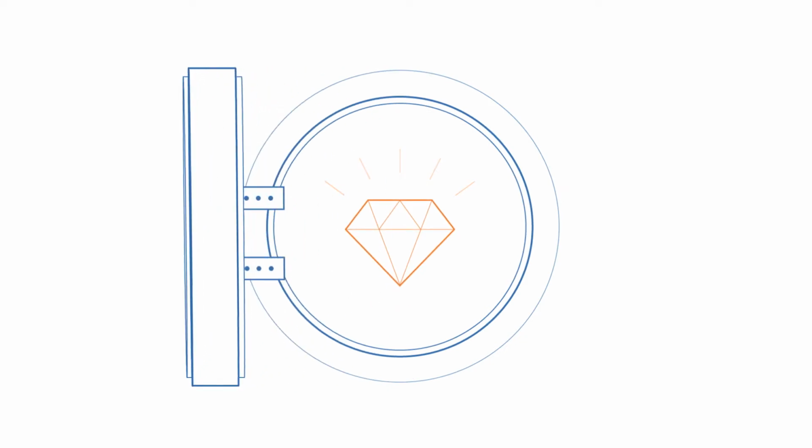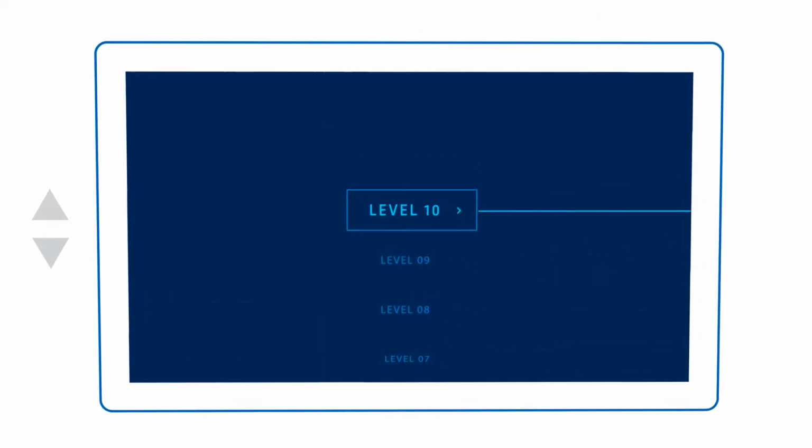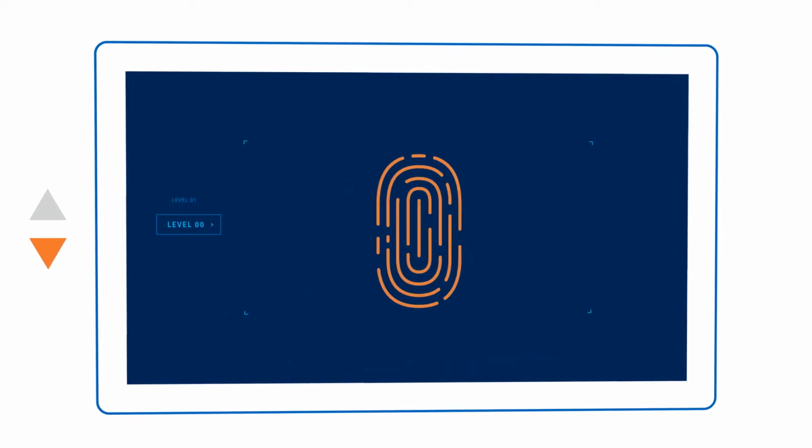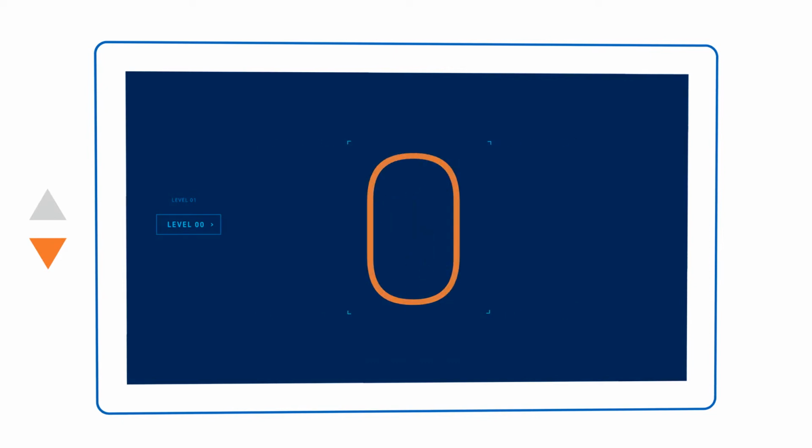Unless you take a new approach. Traditional network defenses are no longer enough. From now on, you have to assume your perimeter has already been breached. That's where having an identity security strategy becomes so important.